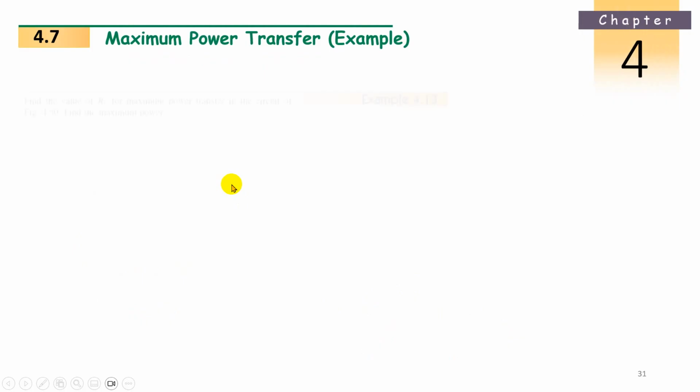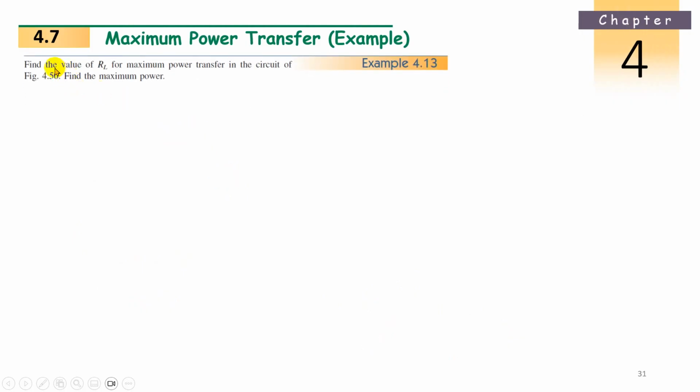Now next, we have an example. Find the value of RL for the maximum power transfer in the circuit shown in the figure. Find the maximum power. So this is a circuit between terminals A and B. There is an RL, and this is your main circuit where we have to find V Thevenin and R Thevenin.